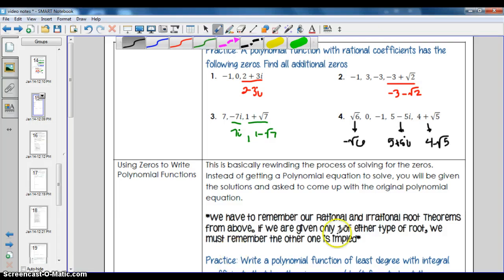All right, so let's check. So we should have not only positive radical 6, but negative radical 6. So anytime there's a radical or imaginary, that's when we want to look to add that opposite. So 5 minus 5i, we should have 5 plus 5i. Here, 4 plus radical 5, we should have 4 minus radical 5.